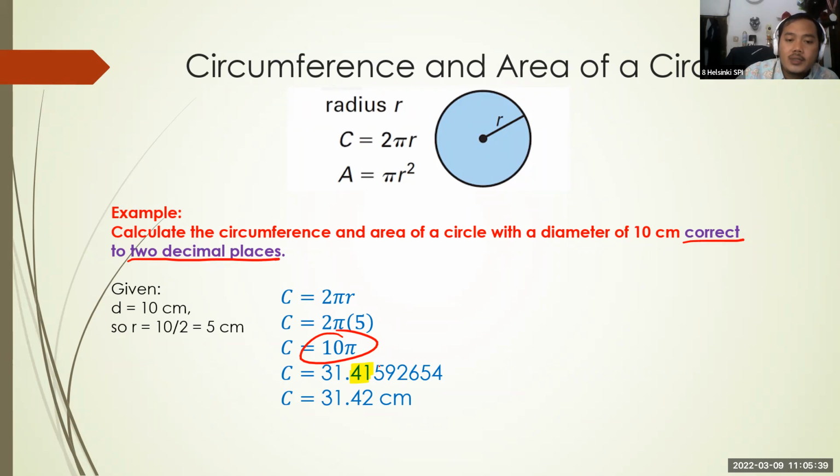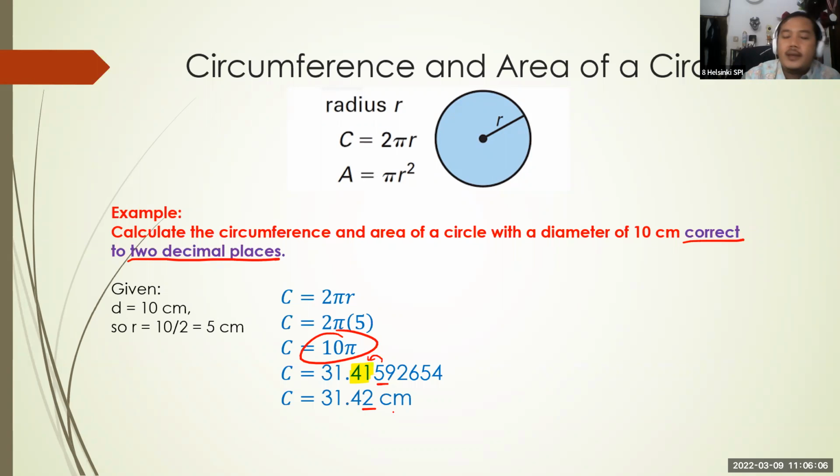So you see that the next number is 5, right? If you have 5, 6, 7, 8, or 9, you consider that to be a whole number, and you add 1 to the previous number. So that's why you have 31.42. Ya, 1 tambah 1 jadi 2, belakangnya 2 in centimeter. Okay, it's easy as that, guys. So you just put that in your calculator and you get this.